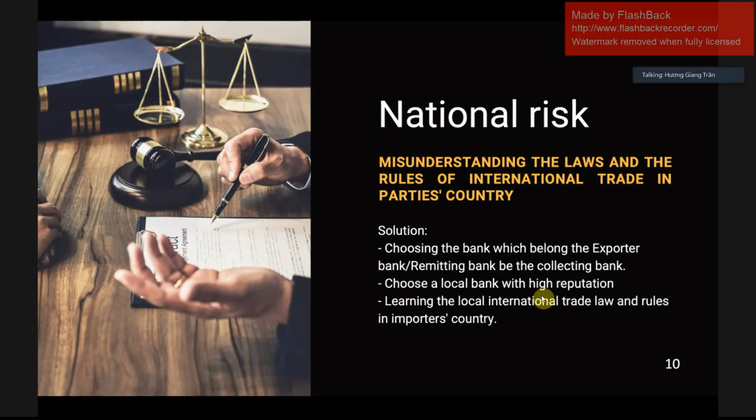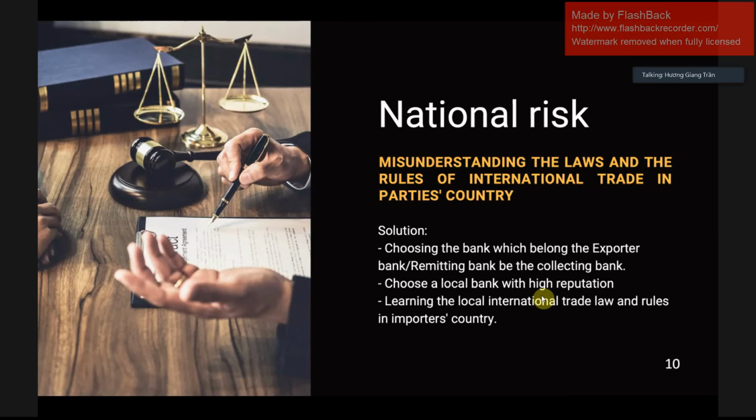It means misunderstanding the laws and rules of international trade in a partner's country. If the transaction was international, the exporter needed to understand the rules of trading in the partner country. Some possible problems are the time drafts reach the collecting bank or the time the remitting bank sends a draft, which starts the contract between the parties.